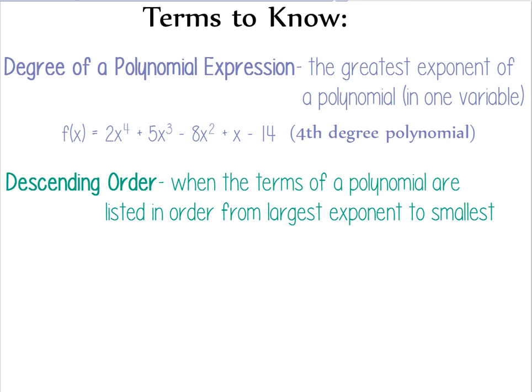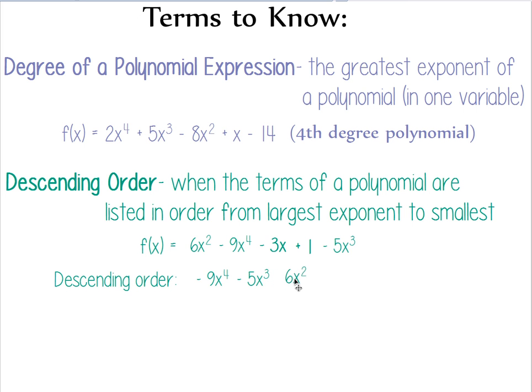Descending order is when I rewrite a polynomial and change the order so that my exponents are listed from largest to smallest. So here I have yet another polynomial. If I was asked to write it in descending order, I would want to take the term with the biggest exponent and put it first, then the next largest exponent, then the 2, then the negative 3x has an exponent of 1, then the constant or term with no variable. Technically, that has an exponent of 0.